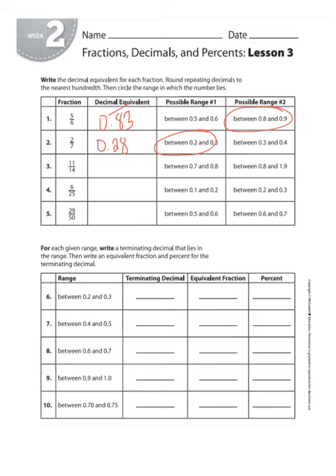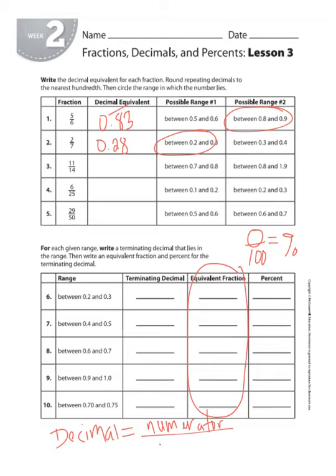When you get down to the bottom, they give you the range. I'm going to give you the fraction, so I'll have this part filled in for you. You're going to give me the terminating decimal and the percent. Remember, when your fraction is out of 100, your top number equals your percent. To find your decimal, hopefully this is becoming habit, you're going to take your numerator and divide it by your denominator.